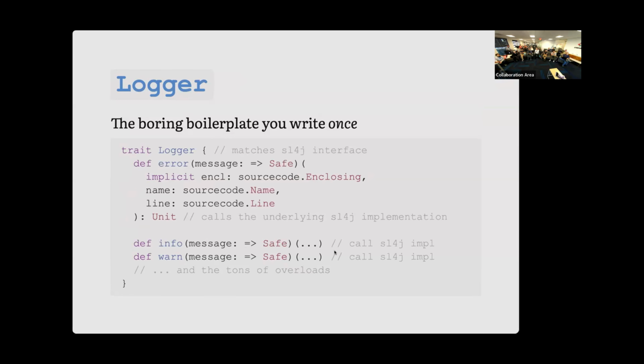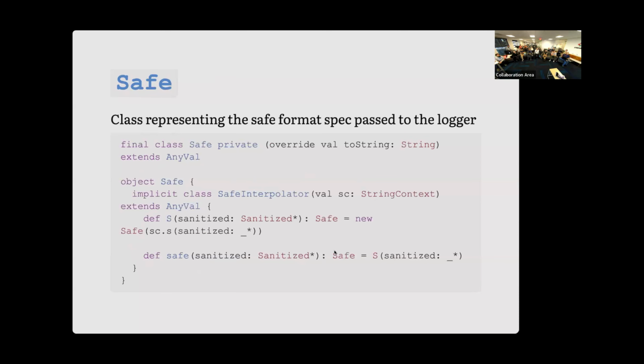It matches the SLF4J interface. It's the boring boilerplate, but it's one time. It just has a couple of things. It gives you the context, the name, the file name and the line numbers. And then the message is a version of safe. So the format spec for a logger, where you say it with all the format specifiers, that's been encoded as safe to distinguish from sanitized. And the safe also gives you the interpolator.